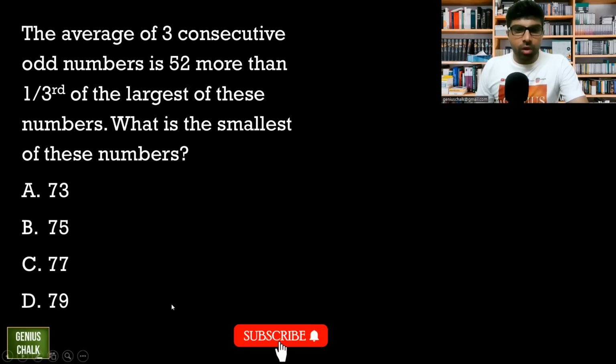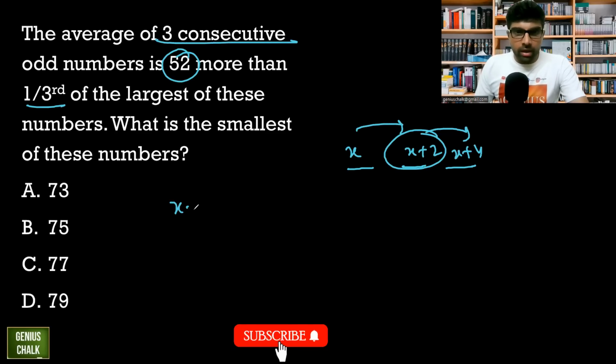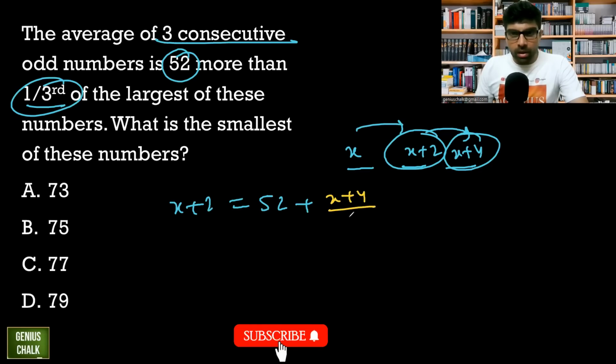Average of 3 consecutive odd numbers is 52 more than the 1/3 of the largest of these numbers. So let's see, 3 consecutive odd numbers. Let's say if this is x, so this is x plus 2, this is x plus 4. Average of 3 will be this only, difference is same. So x plus 2 is the average, and this is 52 more than the 1/3 of the largest. Largest is x plus 4. So this is (x plus 4) by 3.